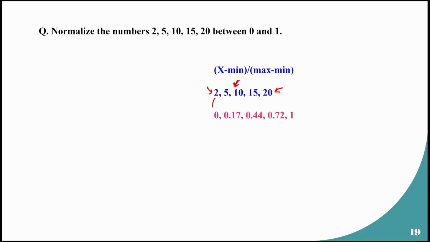So you will get something like this. Corresponding to 2, you will get 0. Corresponding to 5, you will get 0.17. Corresponding to 10, you will get 0.44, then 0.72, and then 1. So you see, in this way all of the values that were given are shrunk down and represented between 0 and 1. This could provide better computational efficiency and better manageability.